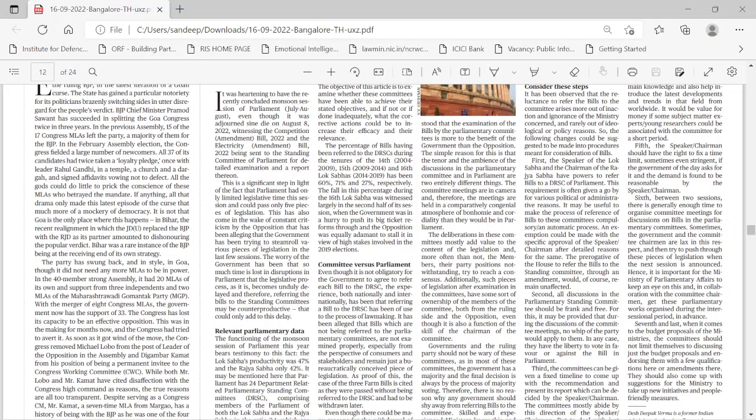Second point, when a bill is passed through the committee, we normally observe that there is overview from different sections, and it also includes different stakeholders.